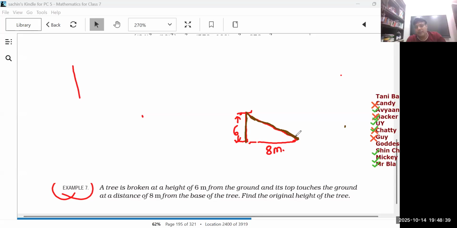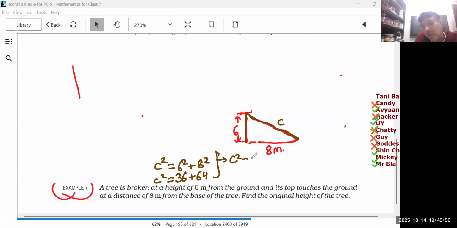All right, let's see. So let this be C. C square will be equal to 6 square plus 8 square. So C square will be equal to 36 plus 64. That means C square will be equal to 100. C will be equal to 10 meters. The original height of the tree will be 10 plus 6. That will give me 16 meters.